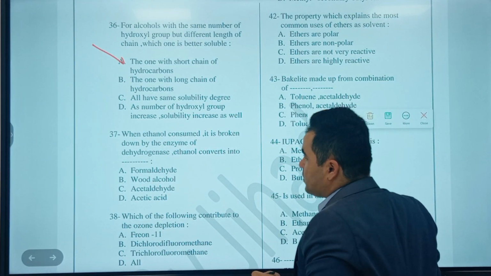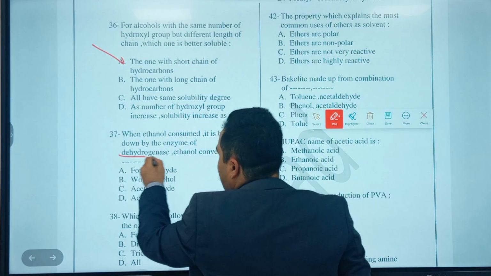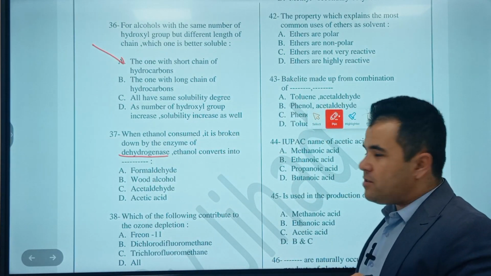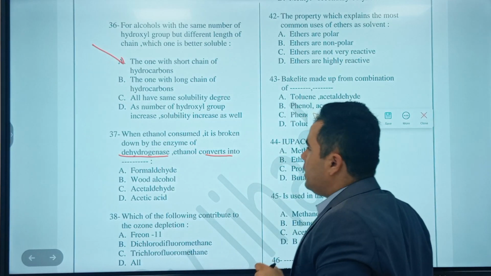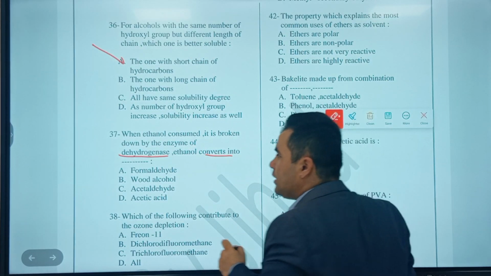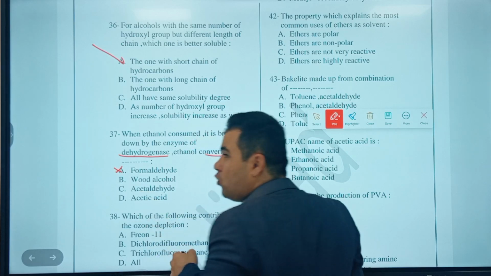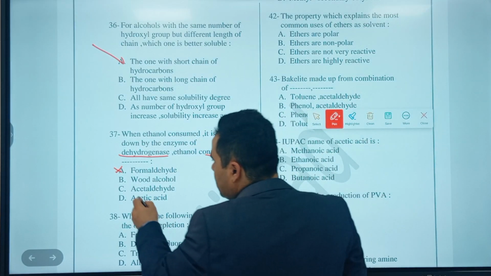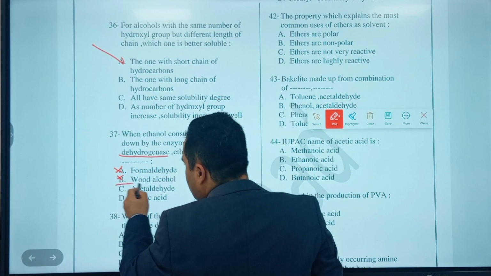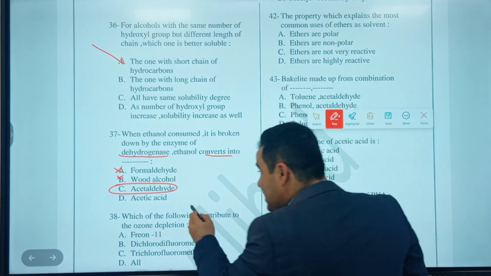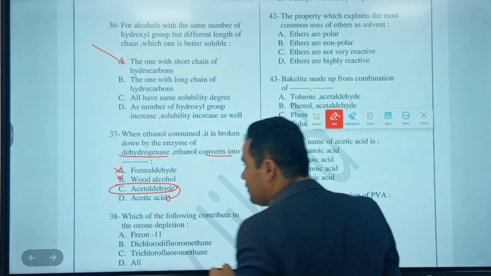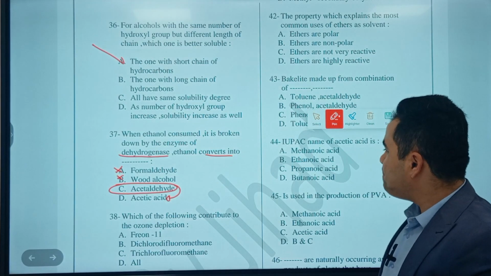When ethanol is consumed, it's broken down by an enzyme we call dehydrogenase enzyme. And ethanol converts into what? Into an aldehyde. But which aldehyde? Formaldehyde? No. Methanol converts to formaldehyde, the wood alcohol. Acetaldehyde? Yes, it converts into acetaldehyde. And acetaldehyde later converts to acetic acid.